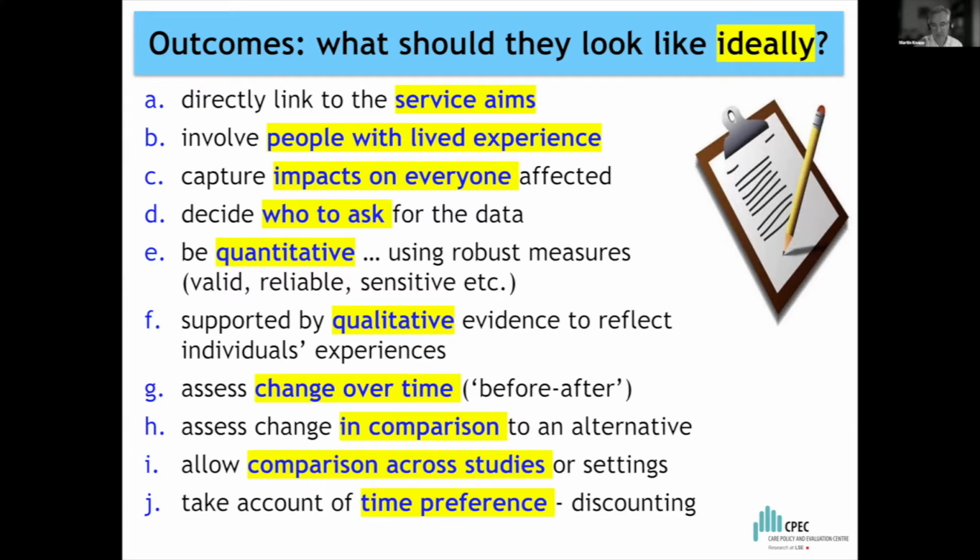We want to involve people with lived experience in helping us to decide what to measure and how to measure it. We want to capture the impacts on everyone affected, not just the person with the social care needs, but perhaps their family members, their carers and others. We need to work out how we're going to get the data. So who do we ask? We want it to be quantitative. This is important, but we probably want to support it with qualitative evidence if we can.